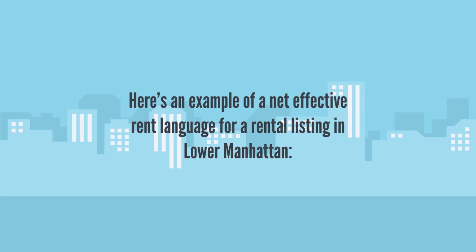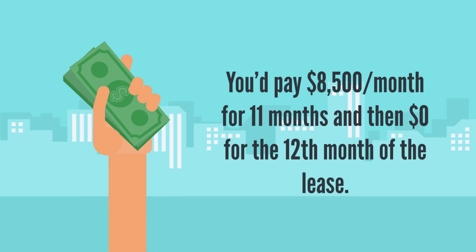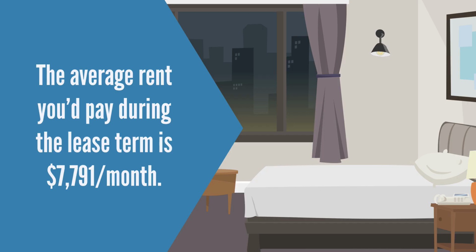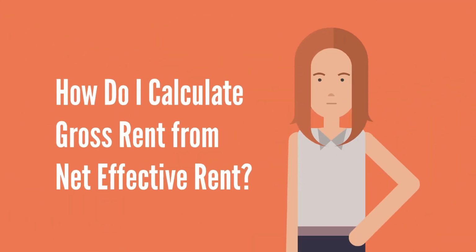Here's an example of net effective rent language for a rental listing in Lower Manhattan. Asking rent, $7,791 a month. Price is net effective with 1 month free on an 18-month lease. Gross rent is $8,500 a month. Half month free for every 6 months the tenant signs on for. In this example, you'd pay $8,500 a month for 11 months, and then $0 for the 12th month of the lease. The average rent you'd pay during the lease term is $7,791 a month.